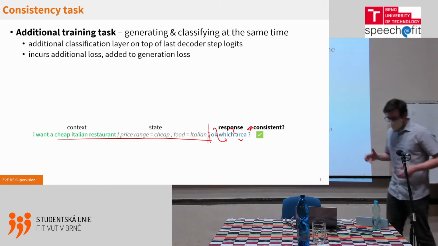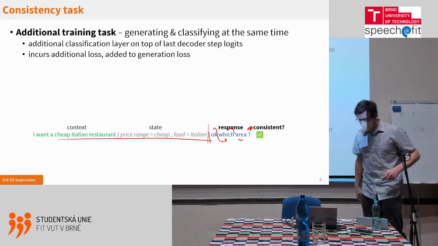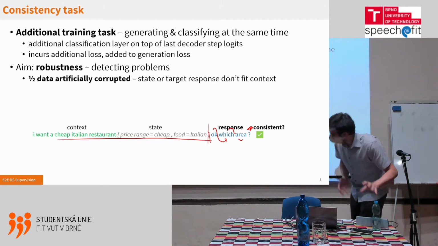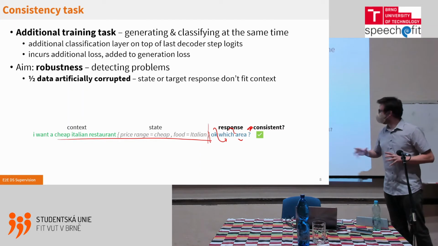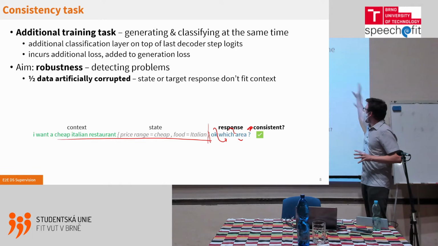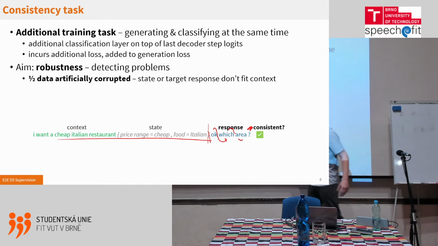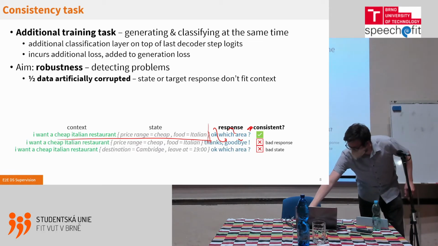Obviously, in our training data, everything is consistent, or most of it is. But you want the system to actually train and to find when it is not being consistent. That's why basically half of the data is artificially corrupted. So either the state or the target response gets replaced with something else that doesn't fit the context.